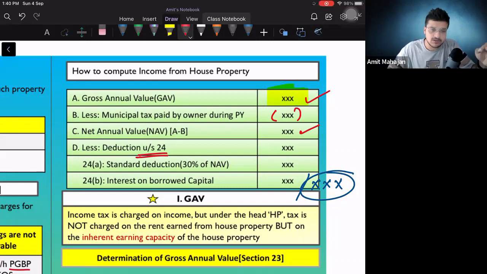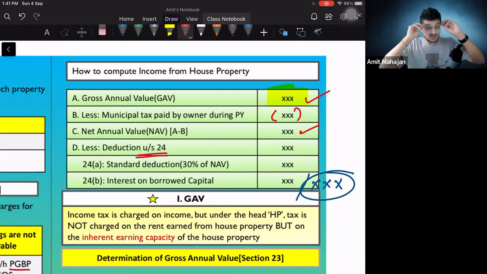Now the question comes, sir, whether remembering sections is important. Yes, for this chapter, or maybe for all the heads of income, definitely section numbers are important. For chapters like TDS deductions, section numbers are important. Return of income, section numbers are important. Basically for the entire direct tax, section numbers are important, right?